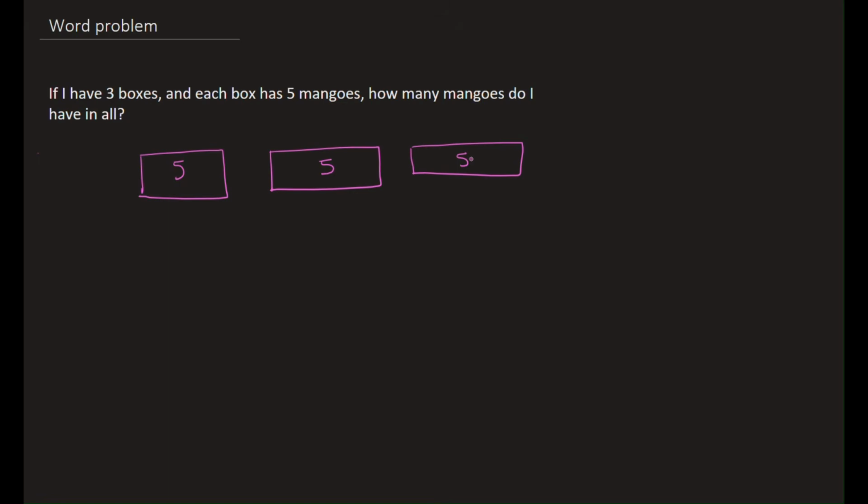So I know there are 3 boxes and each box has 5 mangoes. So I have to multiply 3 with 5. So multiplication is repeated addition. So I do 5 plus 5 plus 5. 5 added 3 times is equal to 15. Or I write 3 times 5 is equal to 15. So in the 3 boxes containing 5 mangoes each, there are 15 mangoes in all.